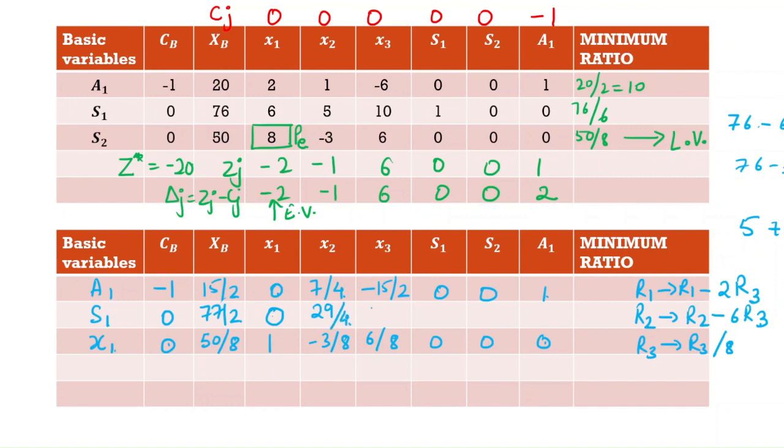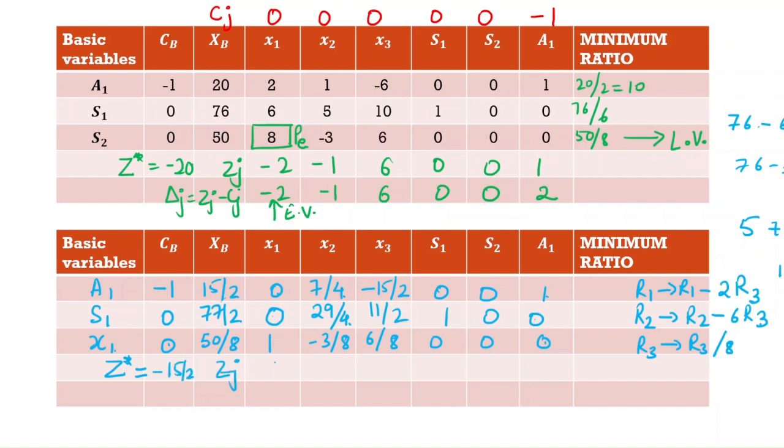Next would be on the similar pattern, 10 minus 6 times 6 over 8. So that's 3. So 10 minus 9 by 2, that is 11 by 2. So that's 1, 0, 0. So this is what we are getting. So quickly let's calculate Z star. It's coming out to be minus 15 by 2.